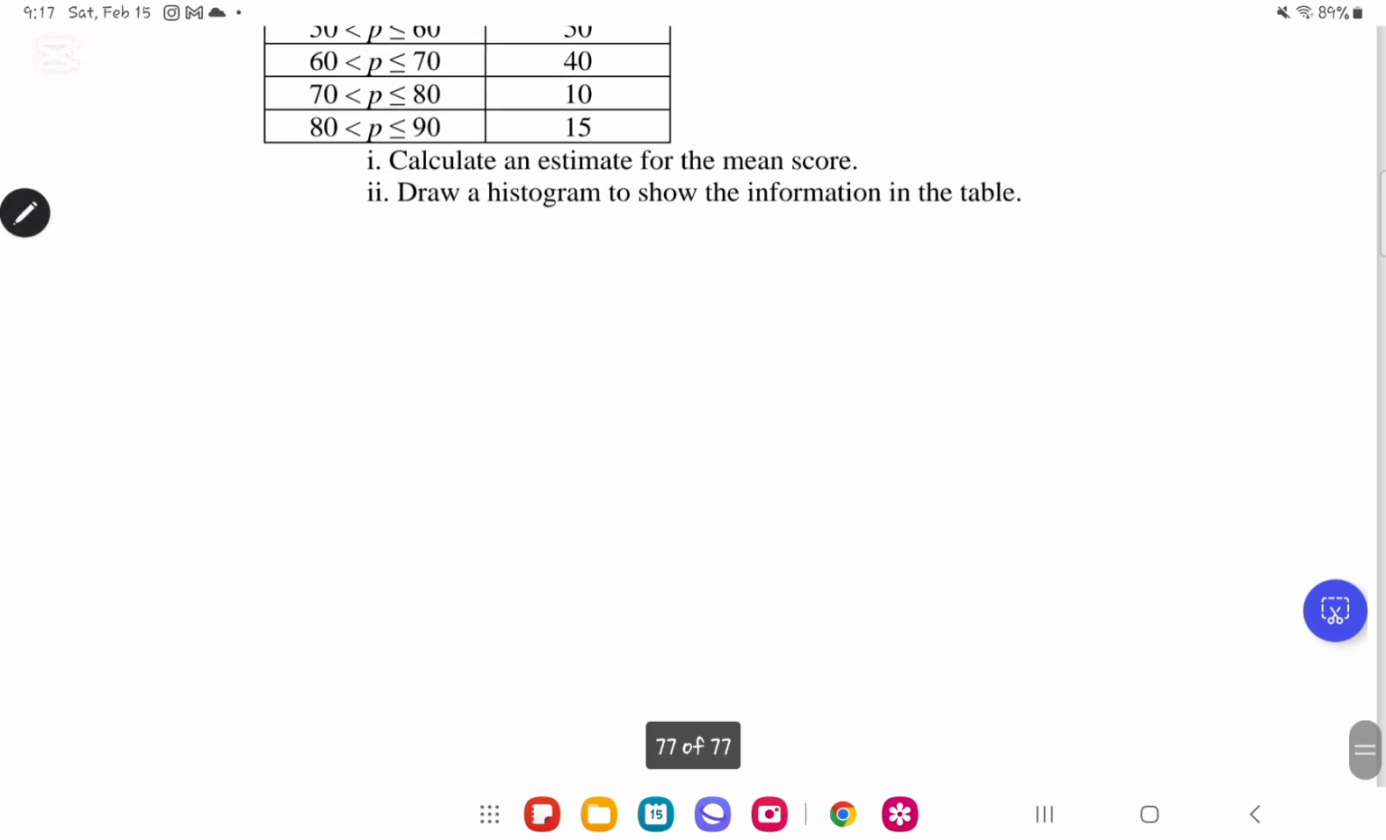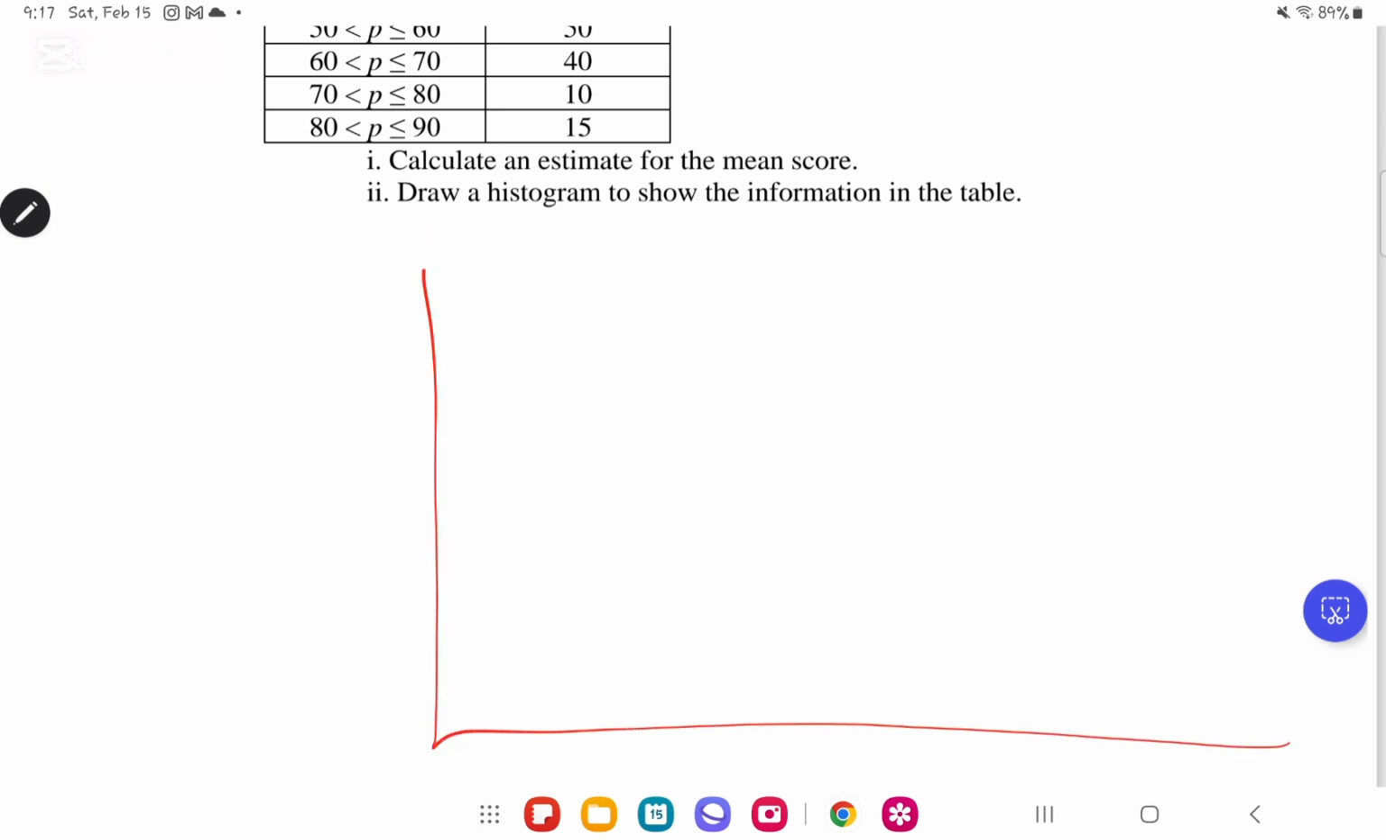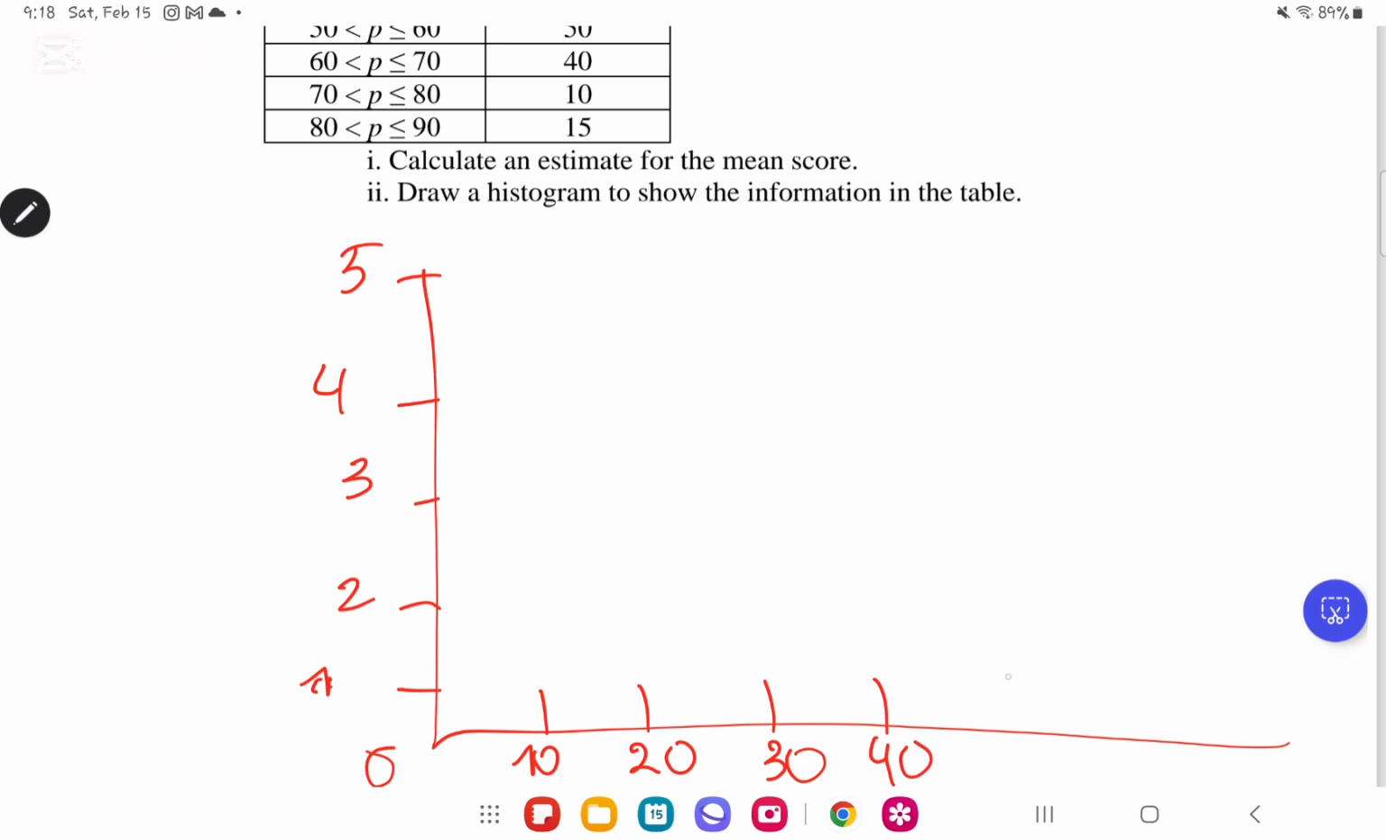Draw a histogram. I don't think it's important, but I'm going to do it just in case it comes up in the exam. So how they did it was they labeled 0, 1, 2, 3, 4, and 5 on one axis. And then here they labeled 10, 20, 30, 40, 50, 60, 70, 80, and 90. And then they just filled in the blocks.